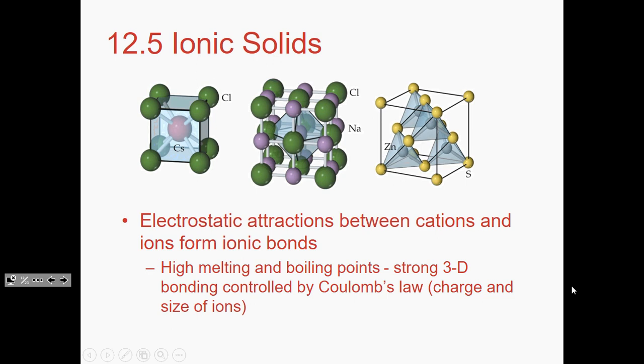And remember, what governs the strength of this bonding, so how high is your melting point, is Coulomb's law, the charge differences and the size of the ions. So larger charge differences lead to stronger lattice energies, and when the charge is the same, smaller ion size brings the charge centers closer together, which strengthens the bonding and makes a higher lattice energy.